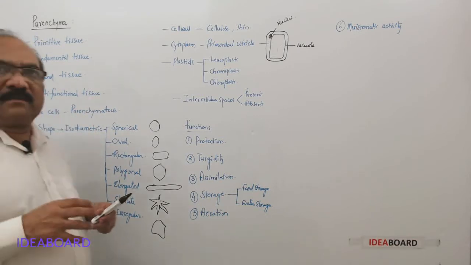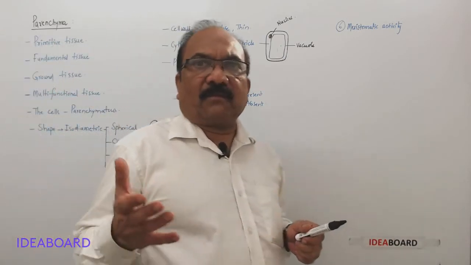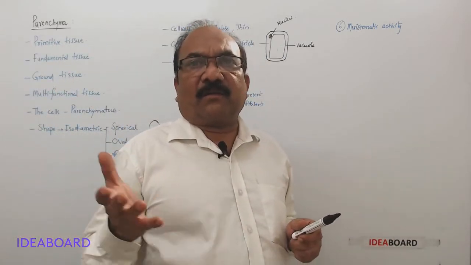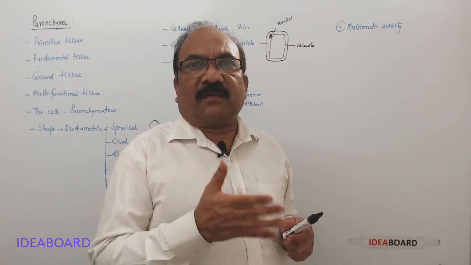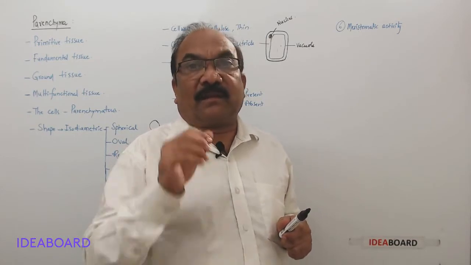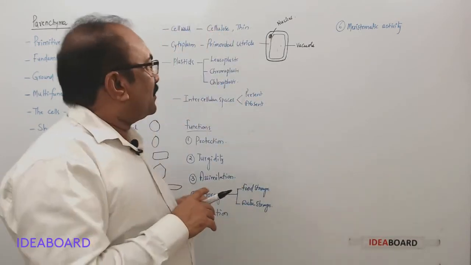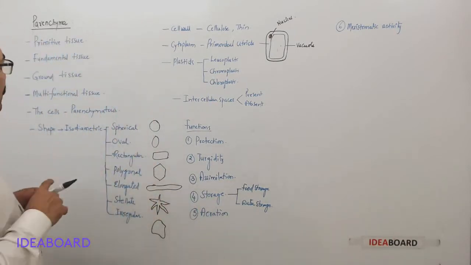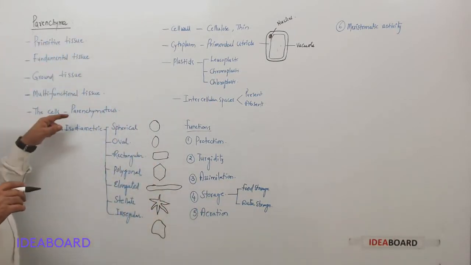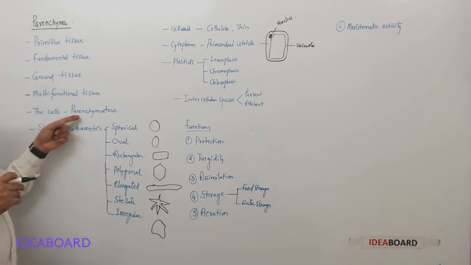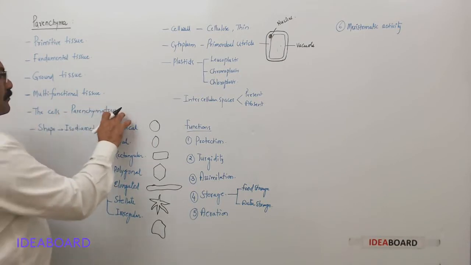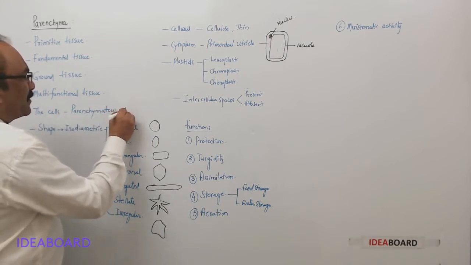Okay, you may think that the cells of collenchyma are called collenchyma cells, and the cells of sclerenchyma are called sclerenchyma cells. No, not like that. Just remember they are different. We will discuss that. And the cells making the parenchyma are called parenchymatous cells.